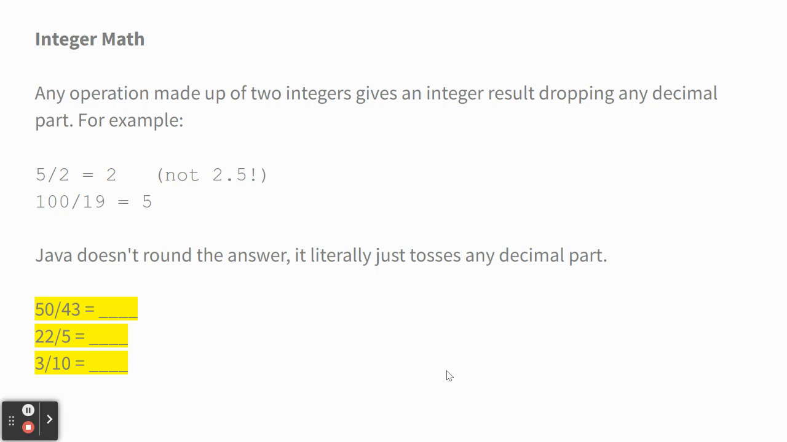If you take two integers and divide them, the answer will be an integer. So Java throws away the decimal part. So 5 divided by 2 isn't 2.5. It's just 2. That's because it's integers. So integers, remember, are whole numbers. Integers are positive and negative whole numbers and 0. So Java's not rounding. It's just literally tossing the decimal.